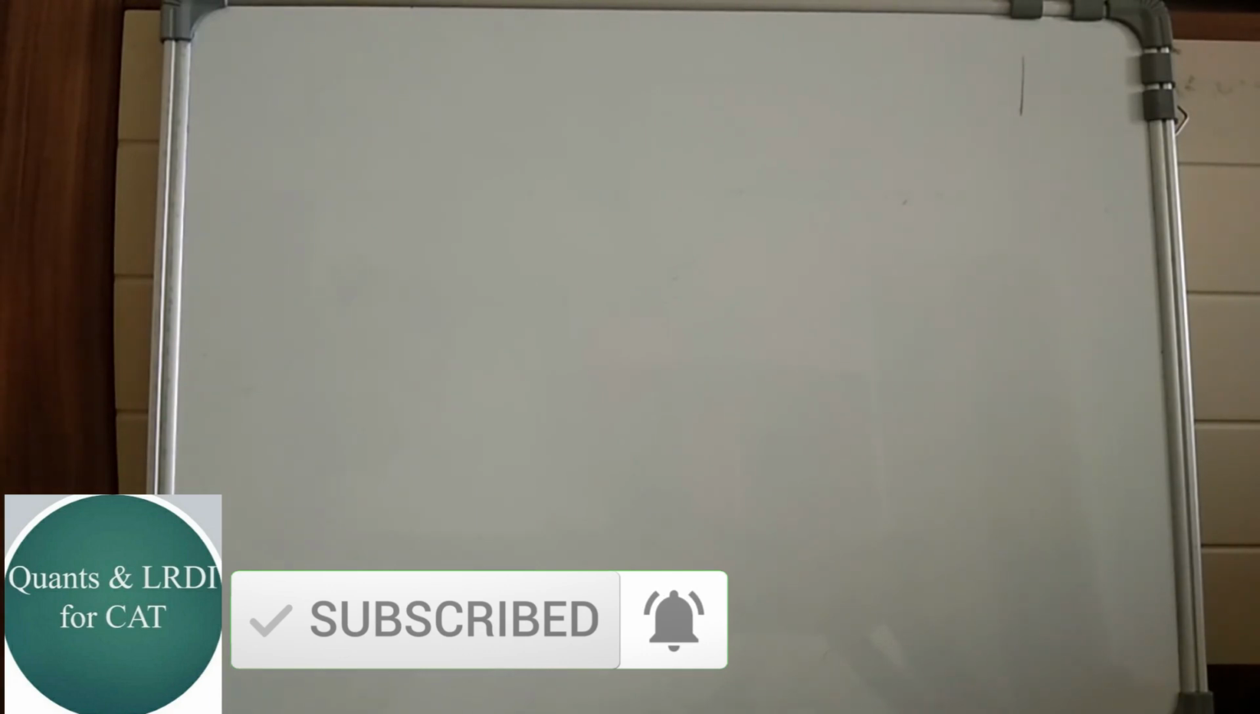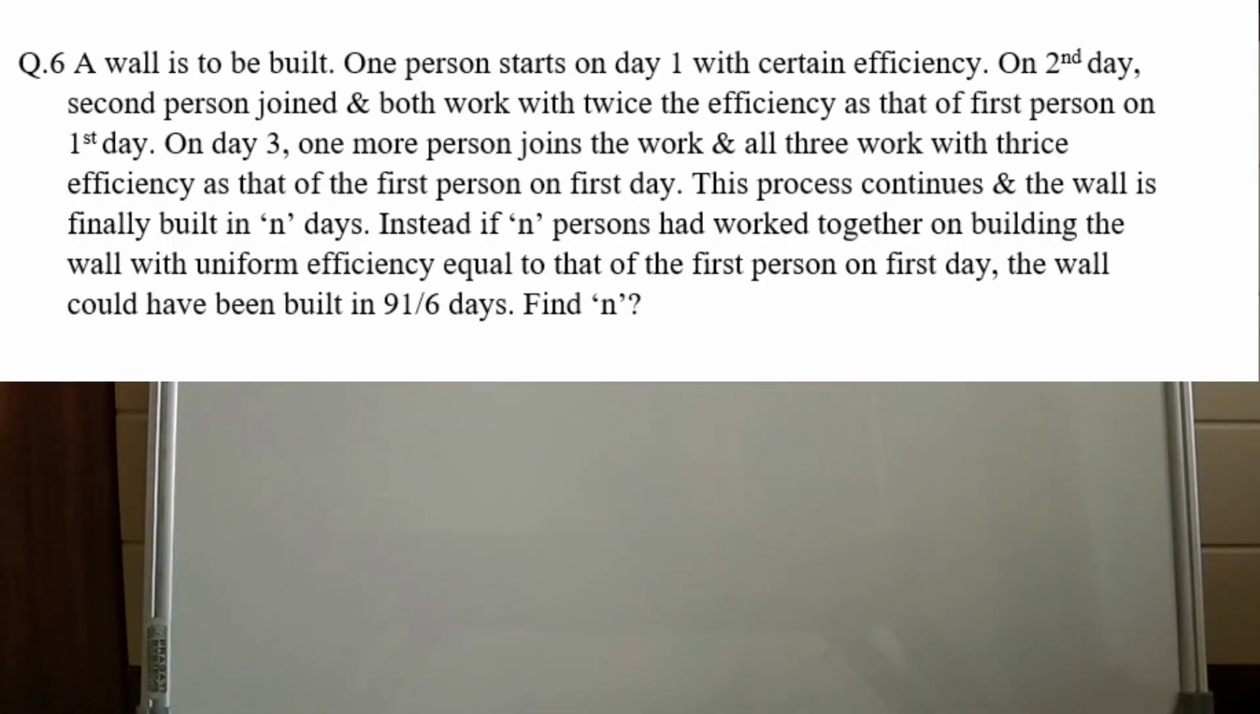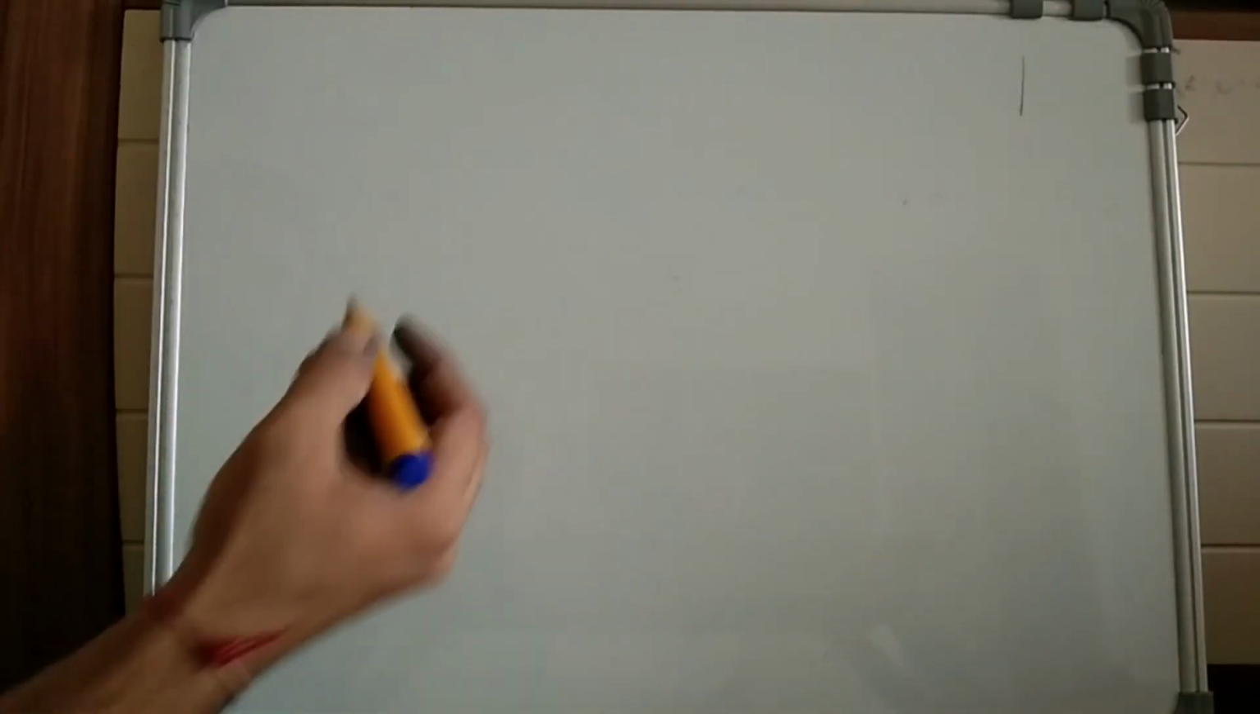Okay, so the next question says, a wall is to be built. One person starts on day 1 with certain efficiency. On the second day, a second person joins and works with twice the efficiency of the first person on the first day. On day 3, one more person joins, and all 3 work with thrice the efficiency of the first day. This process continues and the wall is finally built in n days. Instead, if n persons had worked together with uniform efficiency equal to that of the first person, the wall could have been built in 91 by 6 days. Find n. Let's say on day 1, the worker of first efficiency be 1 unit.